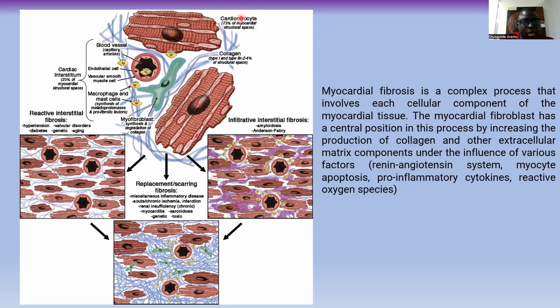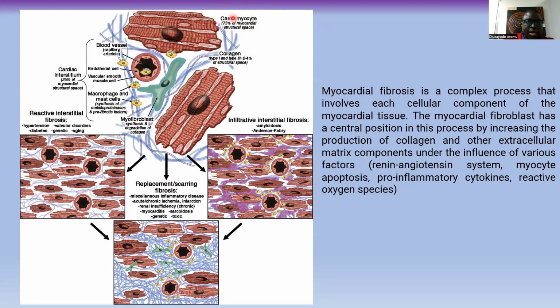So this is your cardiomyocyte, which constitutes about 75% of the myocardial structure space. You will appreciate the reason why we have to look at it on a cellular basis by the time we get to the emergence of cardiovascular magnetic resonance.